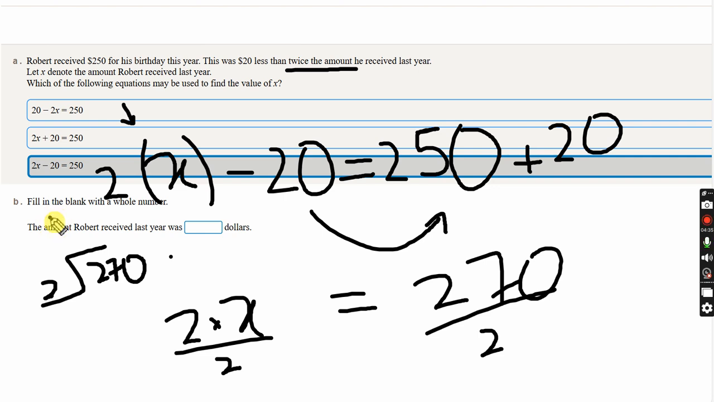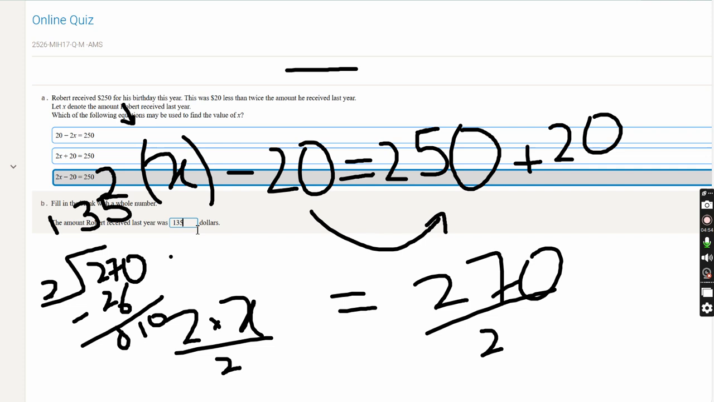You can do, here you can do 13. 13 times 2 is, sorry, 1 second. 26 minus 7, minus 1, sorry, 0, 0, and 5. 135. There you go, you got the answer. So he received last year 135.